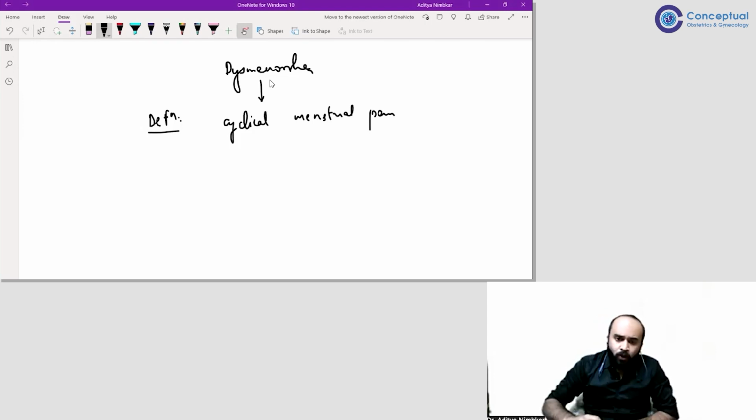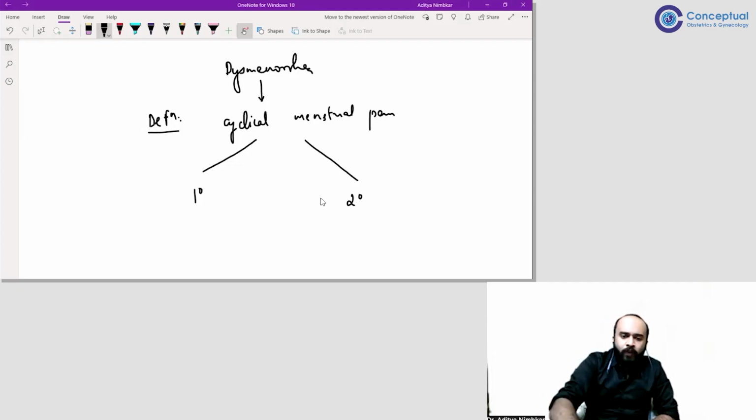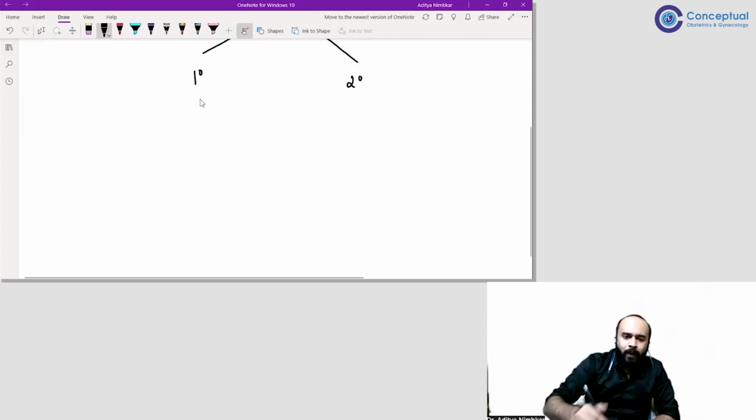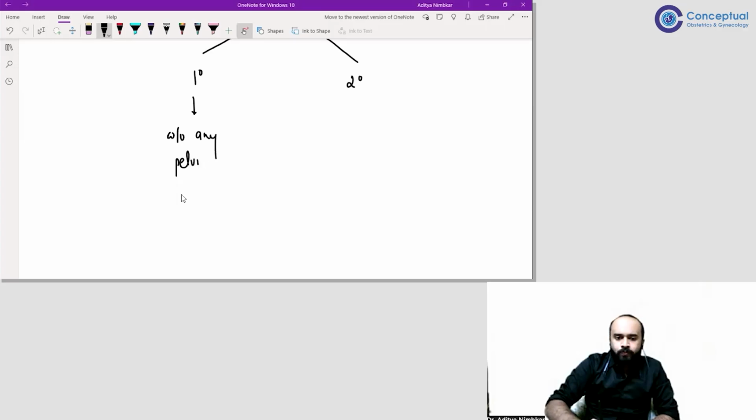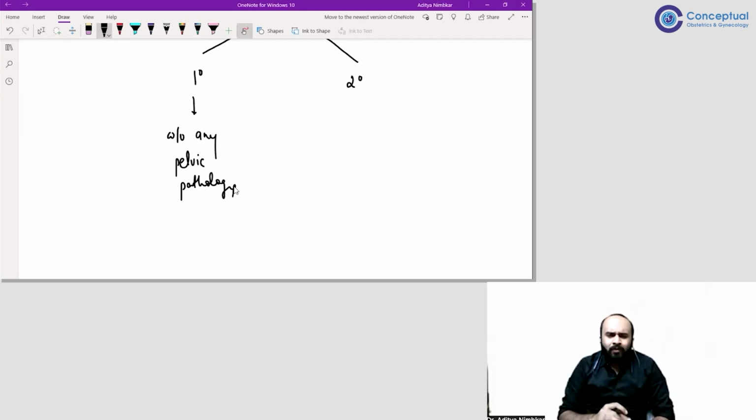So, there are multiple etiologies, but the basic classification is primary and secondary dysmenorrhea. Primary means that the dysmenorrhea is there without any pelvic pathology. I have done the examination of the patient, I have done imaging studies like ultrasound, MRI, everything, but I have not been able to find any specific pathology. And yet the female is having pain. Why that happens, we will study.